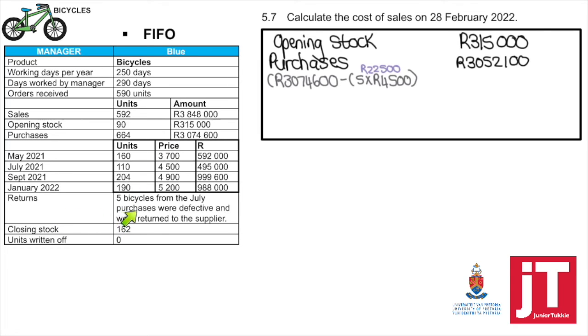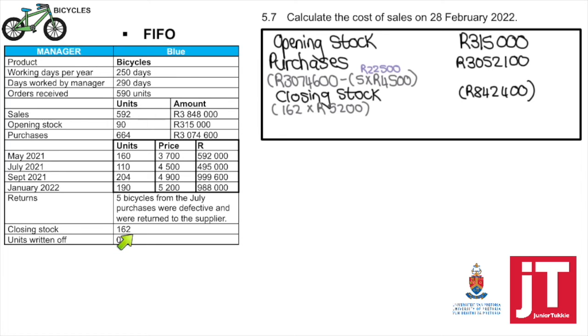Returns, 5 bicycles were returned from the July purchases, which means that we need to take 5 times 4,500 and subtract that from the total purchase price. That equals my net purchases minus my closing stock. But now I first need to calculate what is the value of my closing stock.